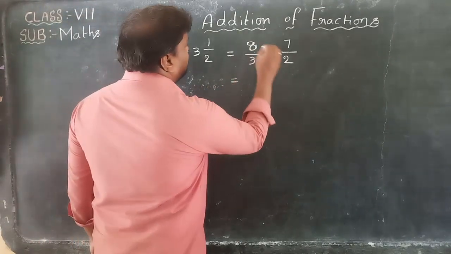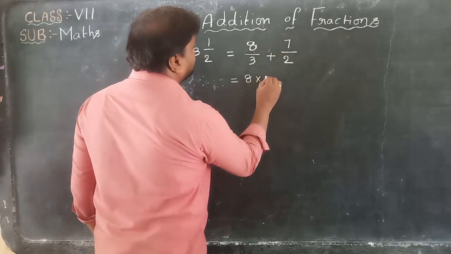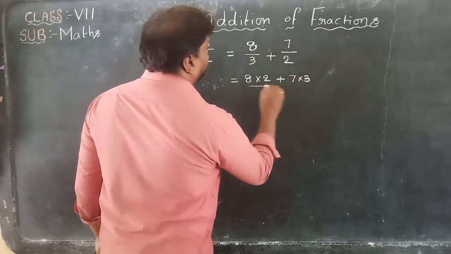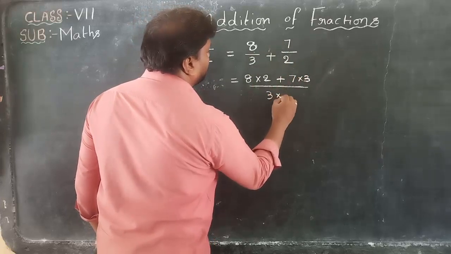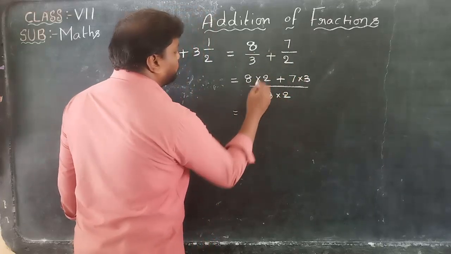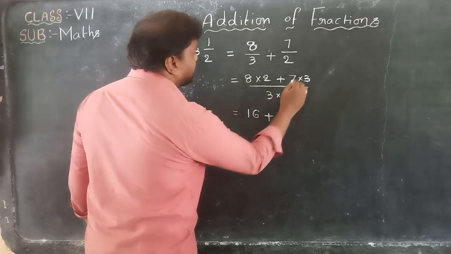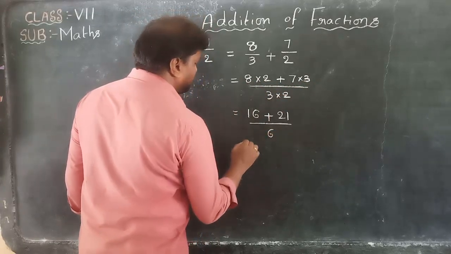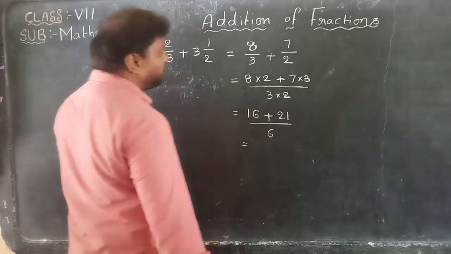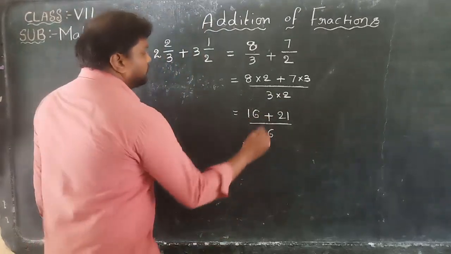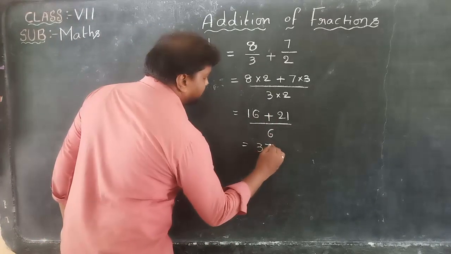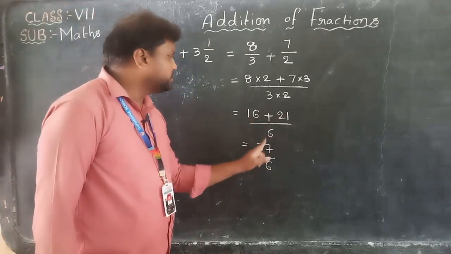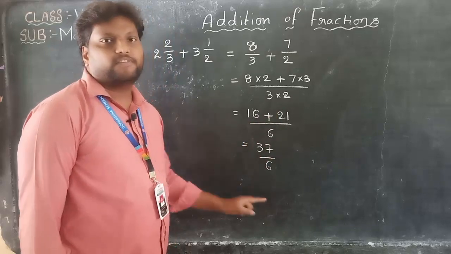Cross multiplication. 8 into 2 plus 7 into 3 by 3 into 2. Then what will we get? 8 2s are 16, plus 7 3s are 21, by 3 2s are 6. Finally 16 plus 21, how much? 37 by 6. 1 plus 2 is 3, 6 plus 1 is 7, 37 by 6.